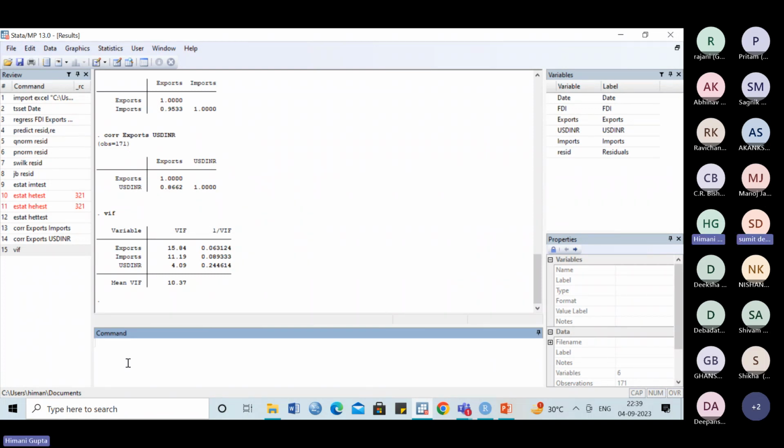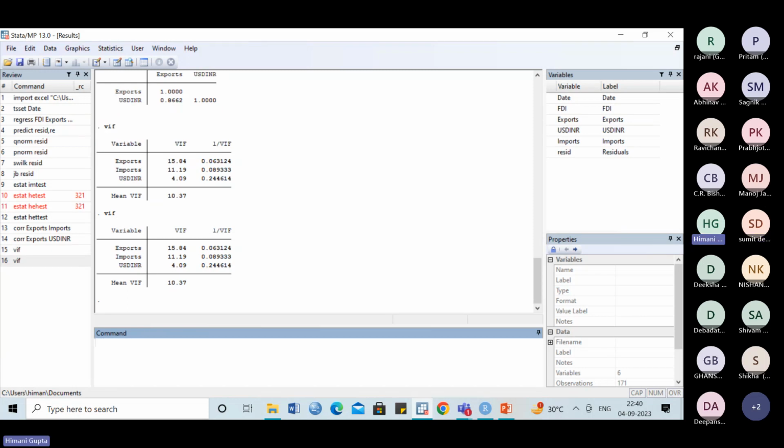Now, your mean should be 0. Ma'am, could you please repeat the VIF command again? Only VIF, just write VIF only. Nothing else. Just write VIF, you will get the results. And the opposite, 1 upon VIF, is tolerance. Now, either you can use correlation, as we have learned, or VIF, as we have learned also.